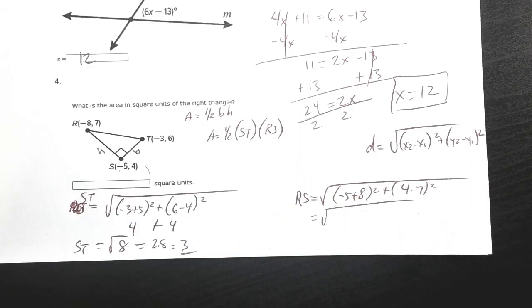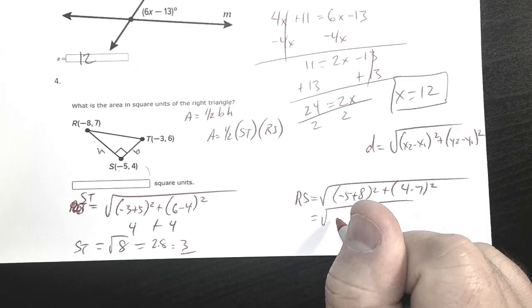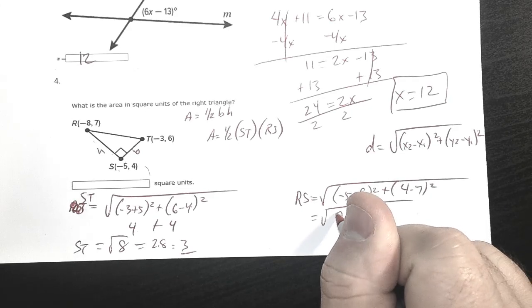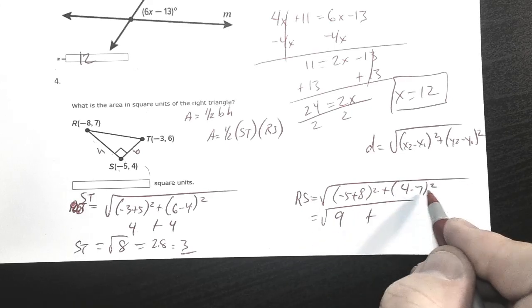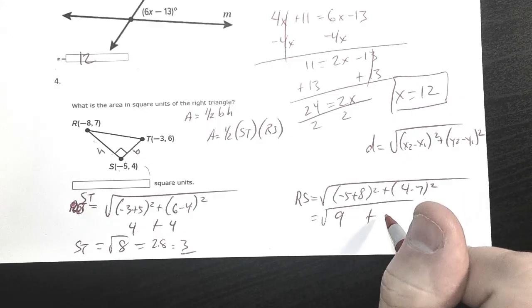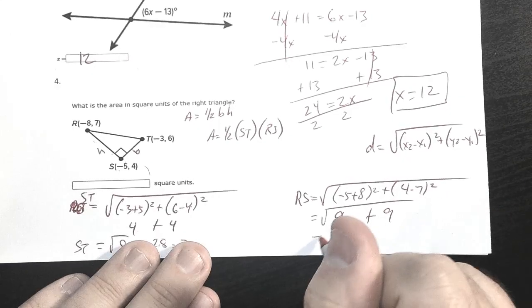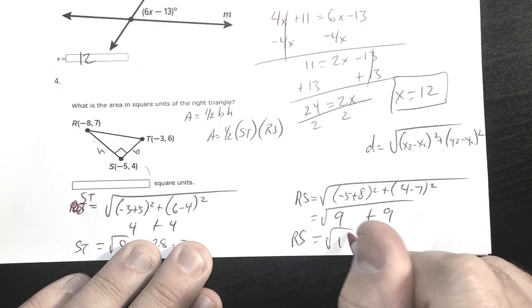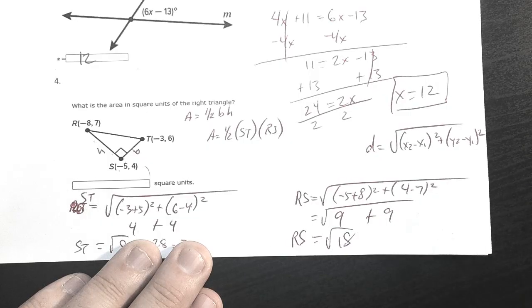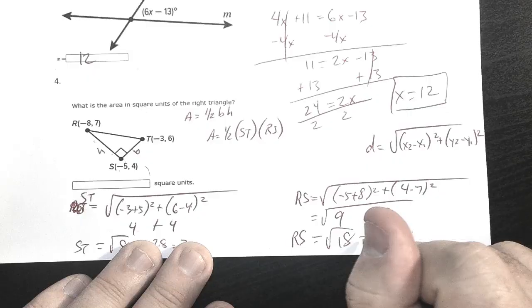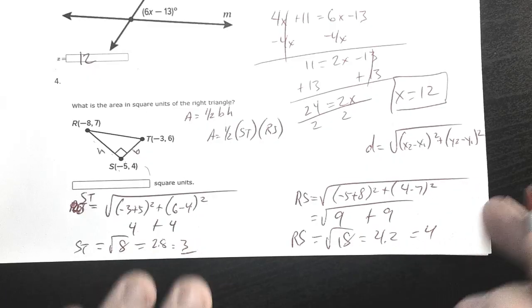All right, -5 and 8 makes -3. -3 squared is 9. 4 minus 7 is -3. -3 squared again is 9. So RS is the square root of 18. And when we check our handy-dandy calculator, that's 4.2, which we will round down to 4.